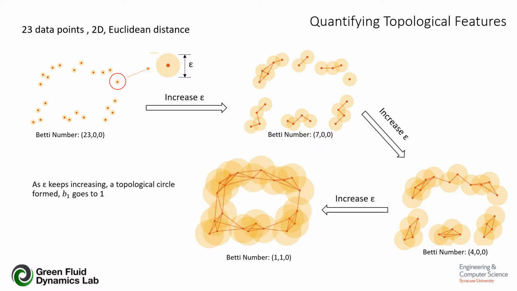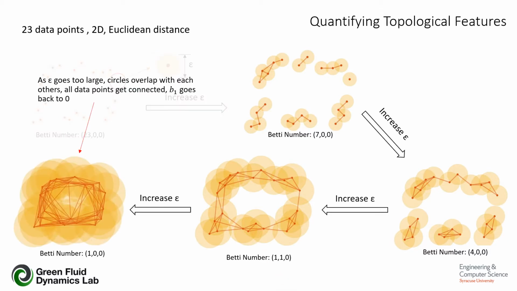With a specific range of epsilon, we see that all data points are connected as one component, and there is a topological hole formed here. So for this case, the Betti 1 goes to 1. And finally, as epsilon gets too large, all circles overlap with each other, and all data points get connected. So the Betti 1 goes back to 0 again.